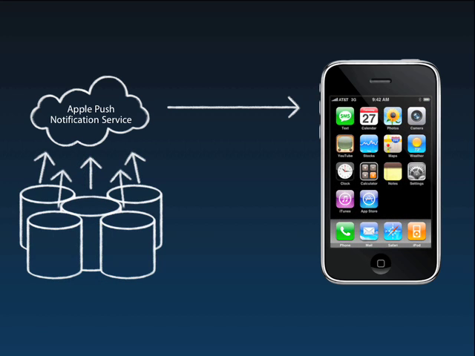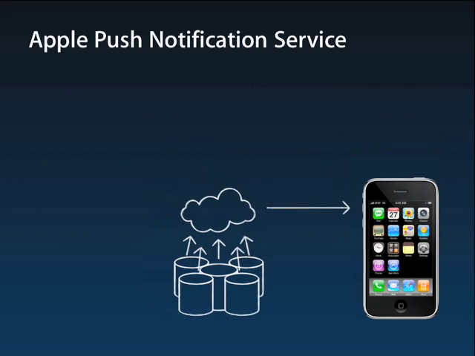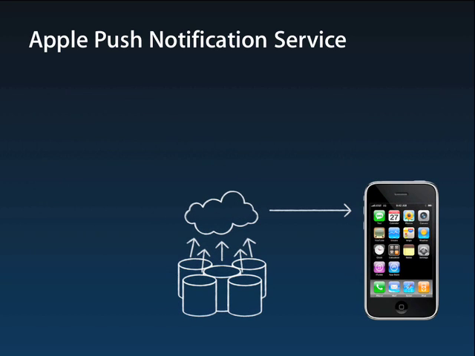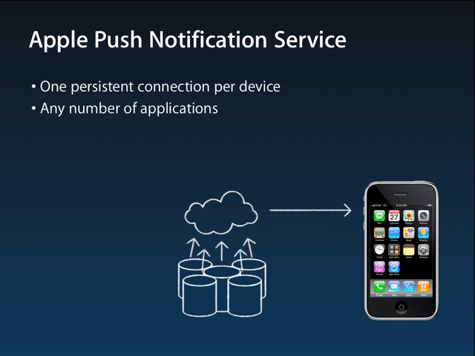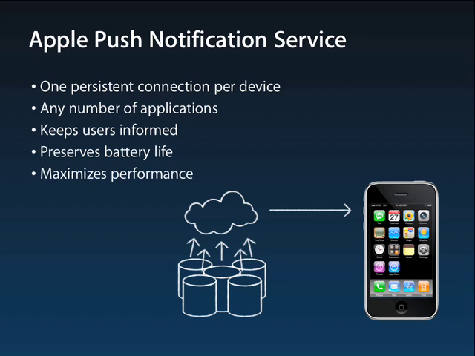This service easily scales to any number of third-party servers. iPhone OS 3.0 maintains a single persistent connection for communication with the Apple Push Notification Service. Any number of third-party servers can connect with the service and deliver notifications to their users. This centralized model preserves battery life and maximizes performance.